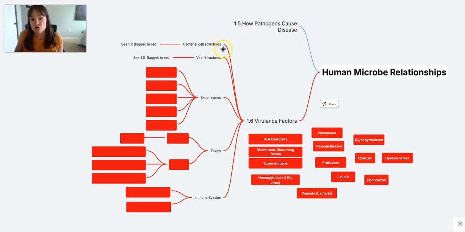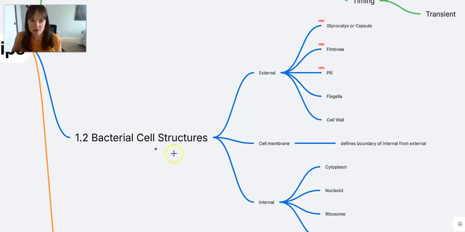Let's look at the first 2 branches, bacterial cell structures and viral cell structures. These should sound familiar to you because they're topics we've already learned. We're just adding on some new information. So let's go check out those concept maps. So here you can see the bacterial cell structures, simple concept map that we created. And in red, you can see the glycocalyx or capsule, the fimbriae, and the pili are all highlighted as virulence factors, meaning that these structures help or contribute to a bacteria's ability to infect and cause disease.